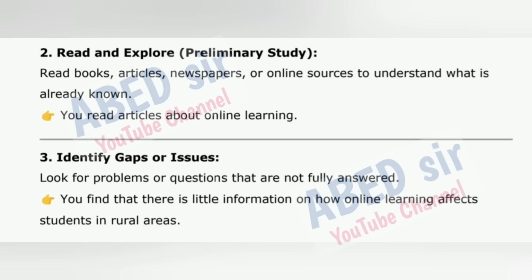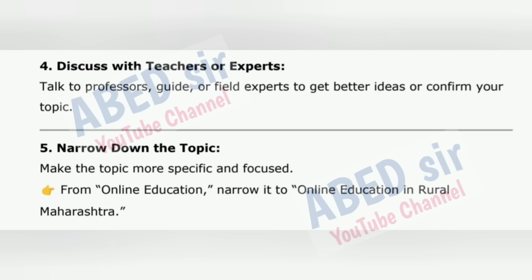3. Identify gaps or issues. Look for problems or questions that are not fully answered. You find that there is little information on how online learning affects students in rural areas. 4. Discuss with teachers or experts. Talk to professors, guide, or field experts to get better ideas or confirm your topic. 5. Narrow down the topic. Make the topic more specific and focused. From online education, narrow it to online education in rural Maharashtra.